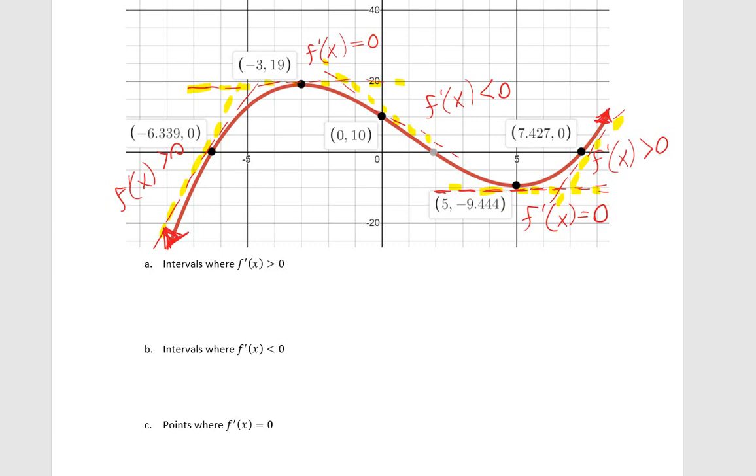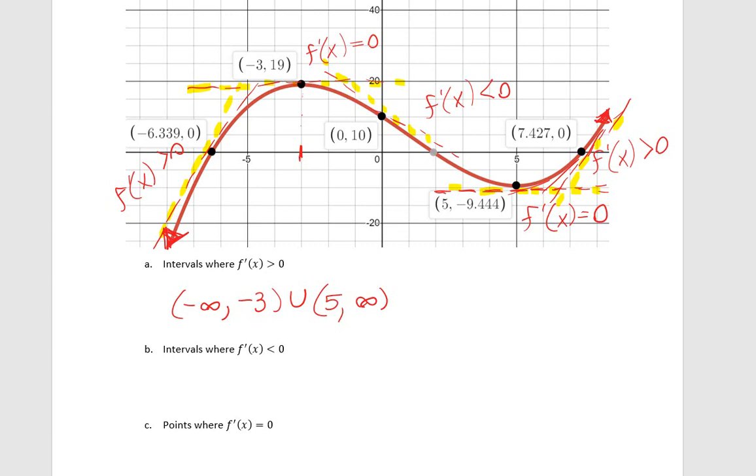So the intervals where my derivative is greater than 0 are going to be from negative infinity up to, well, up until I hit this x value, which is my peak, which is where the slope is going to change from being positive to negative, so it goes through 0. So negative infinity to negative 3, and it's also going to be positive again from this point 5 to infinity. See how from 5 to infinity my slope is positive?